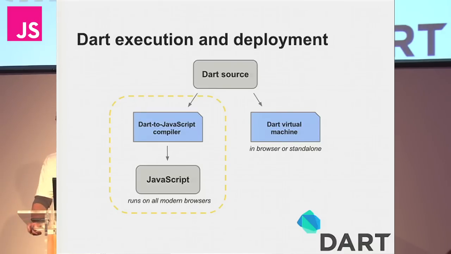So when we have Dart and we want to deploy it, we have two ways to do it. First, we have our Dart sources, and then ideally you put them on a Dart virtual machine and run it fast, nice, and everything. And if you have another browser that doesn't support the Dart VM, which currently even Chrome doesn't, then you have to compile to JavaScript. Then it should run on all modern browsers. And this talk in particular is now about this Dart-to-JavaScript compiler.